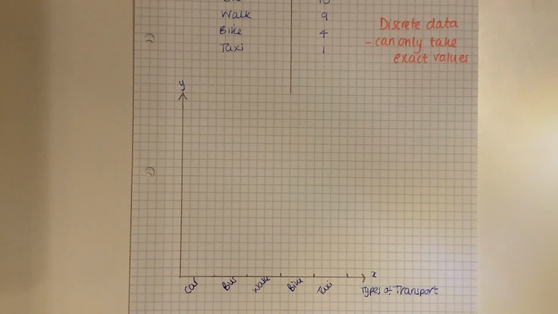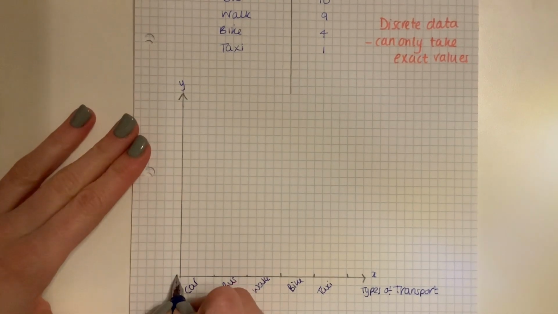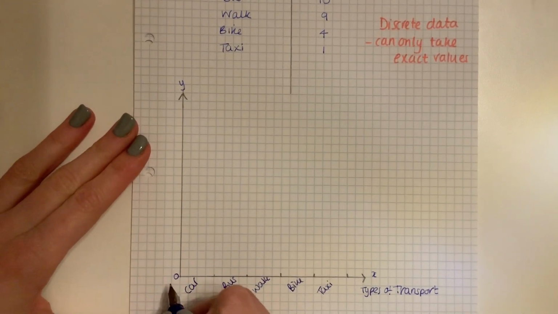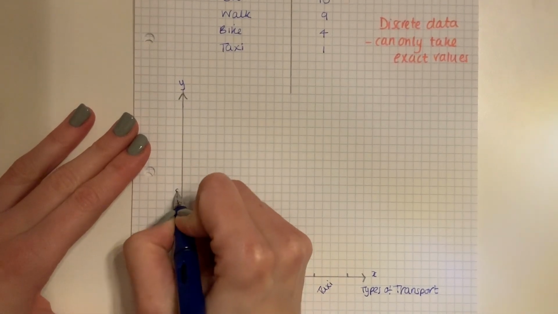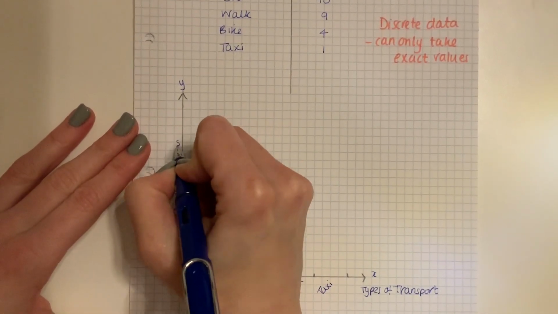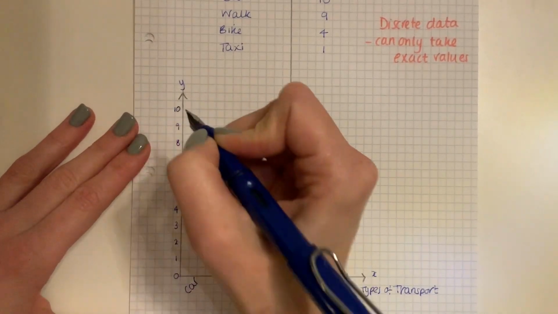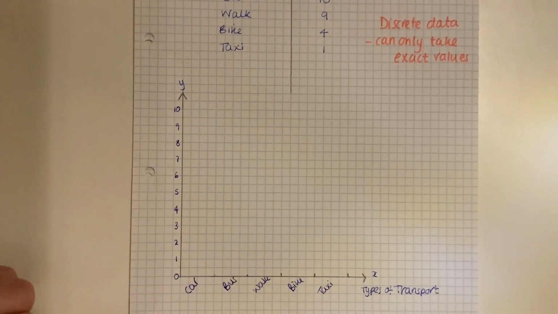Now I have to use the same jumps every time, okay? I can't choose to have a gap of 1 and then a gap of 3. So I have to do it in the same jump every time. So I'm going to go for 2 squares for every one. So 1, 2, 3, 4, 5, 6, 7, 8, 9, 10. Now you must remember that you write the numbers on the line, not in the squares. Okay, that's really important. So now I'm going to start drawing my graph.